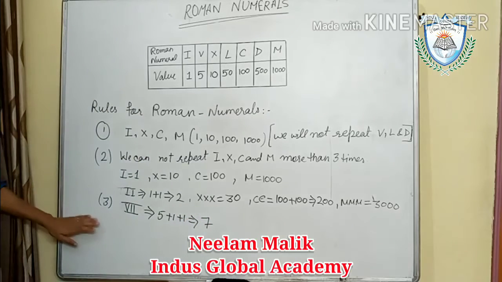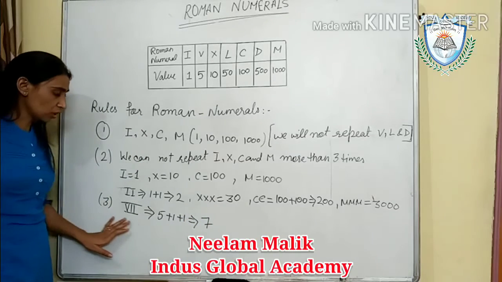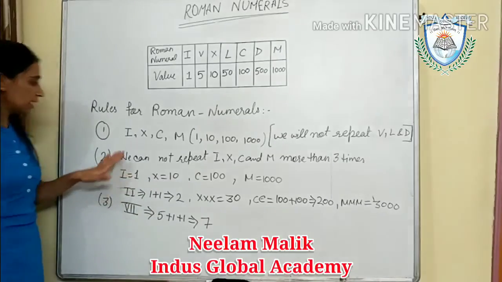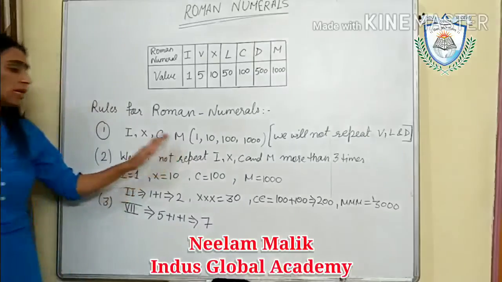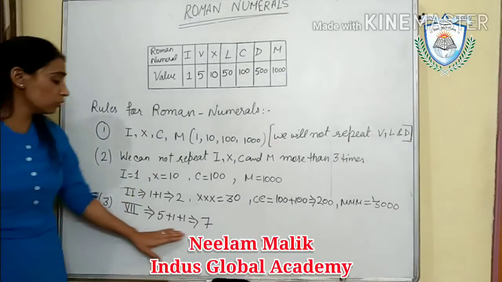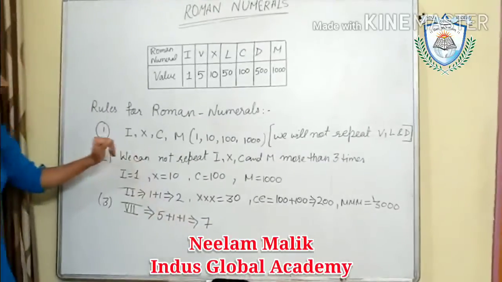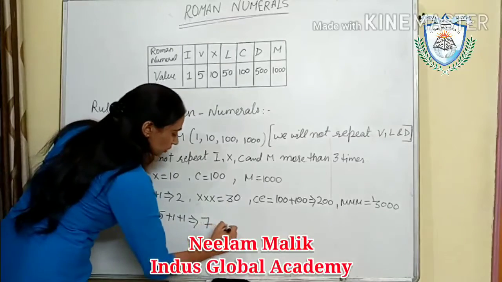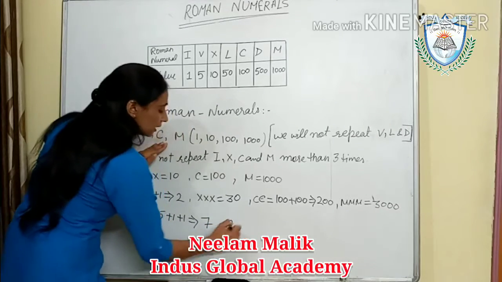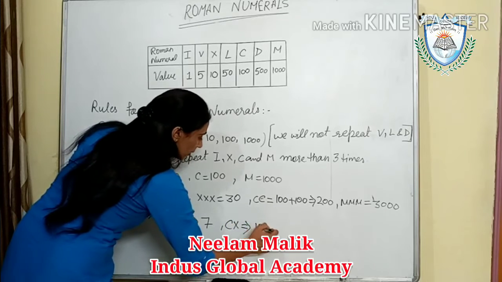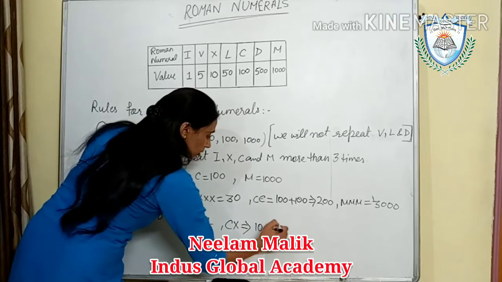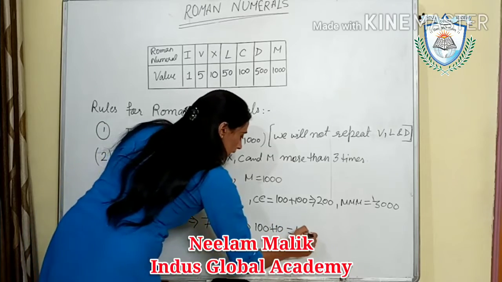So here I want to say, in the third rule, if you are writing any of these letters to the right hand side of any greater number, their value will be added. Suppose you are having C. If you are writing here CX, what will it be? C means 100 and X means 10. So that will be 110.